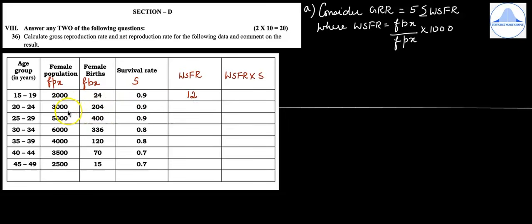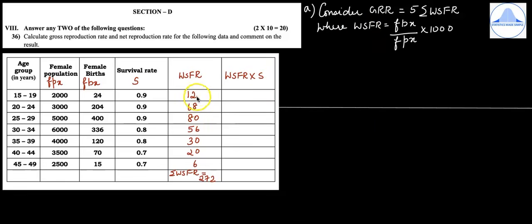Similarly, 204 divided by 3000 into 1000 is 68. The next one is 80. Then you have 56, 30, 20 and 6. Next, find out the total of summation WSFR. When you add up all these values, you will get 272. Let us also complete the calculations for WSFR into S, and then I'll do GRR and NRR.